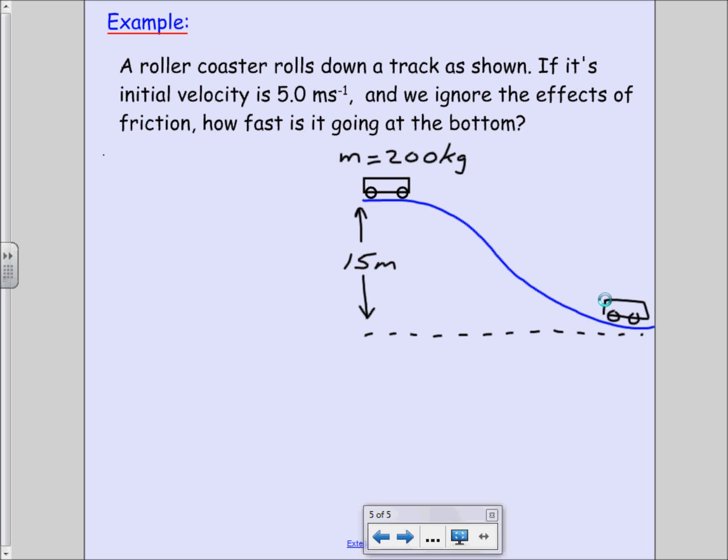So first of all, EP at top equals mgh. I normally like to line the equal signs up, but I'll have to just cheat a little bit, come over here just to squeeze things in. Okay, so it's going to be 200 times 9.81 times 15. And work that one out. Just plug the numbers into the old calculator. 200 times 9.81 times 15 equals 29430.